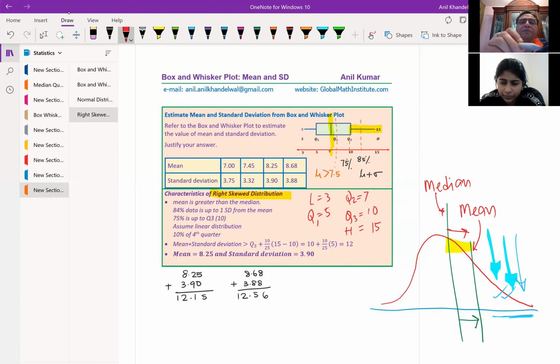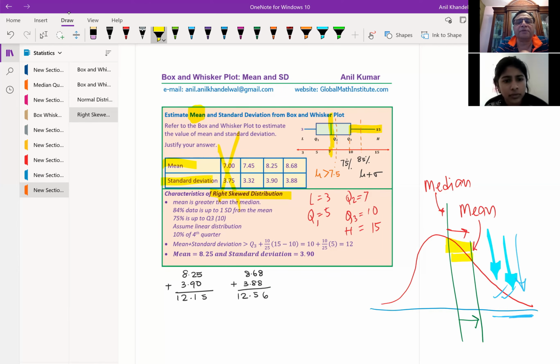Now, when we talk about finding the mean, the first thing we want to do is estimate it. We clearly know that the mean is greater than the median. That means the mean has to be greater than 7. So this is not the correct answer, definitely, because we are given options here, with different values of mean and standard deviation. Let me get back to the question first, and then we'll describe.